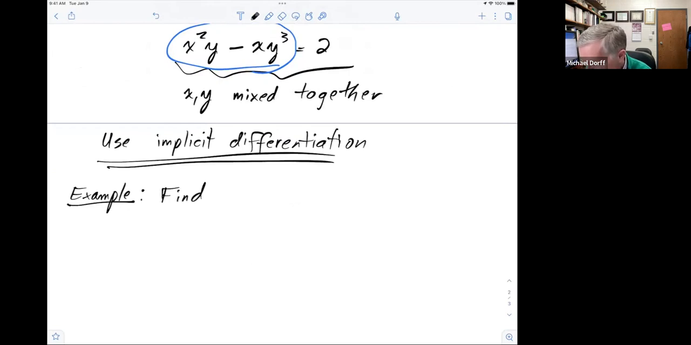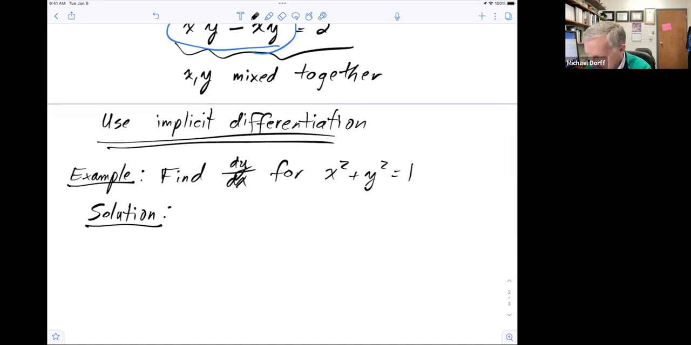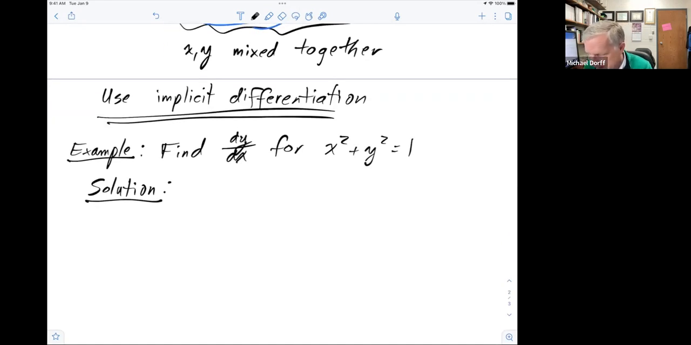Find the derivative, so we'll write that as dy/dx. Find the derivative for x squared plus y squared equals 1. Okay, so what do we notice here? Well, we notice that my x's and y's are on the same side. So we're going to use this technique of implicit differentiation.